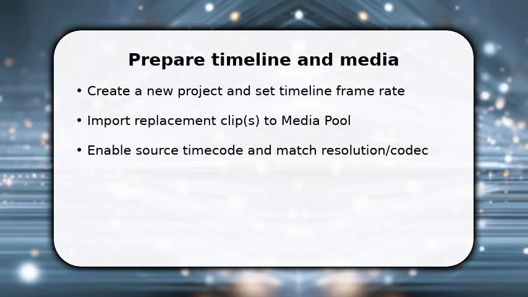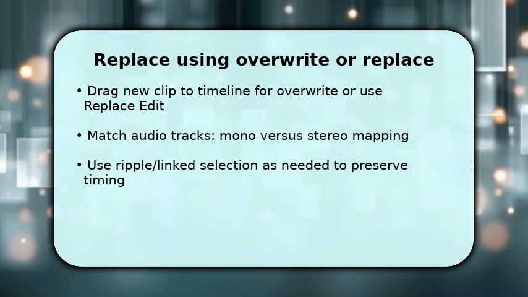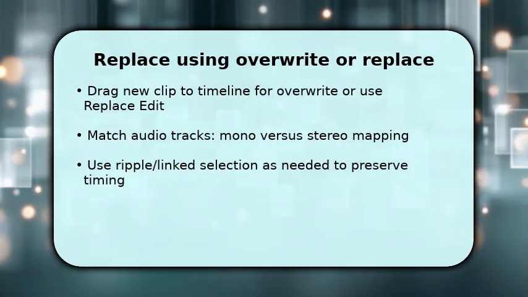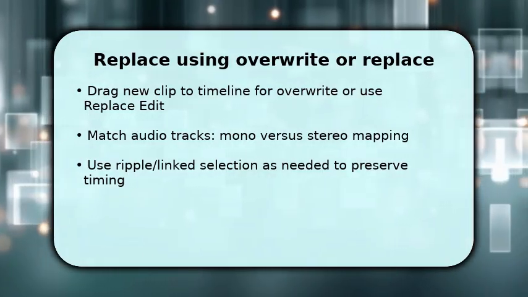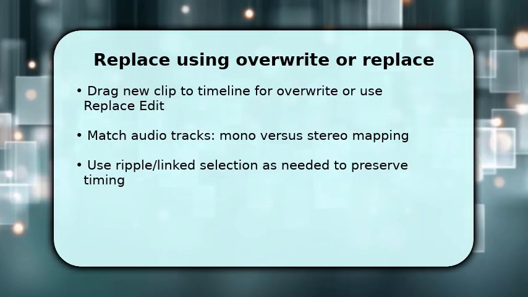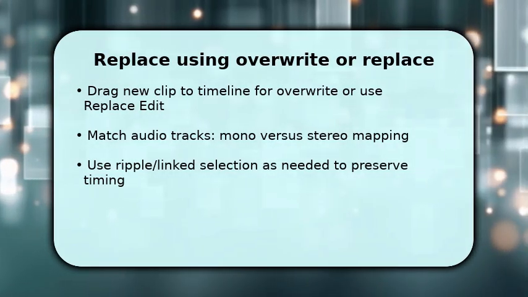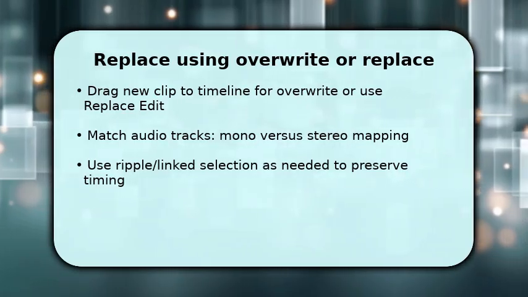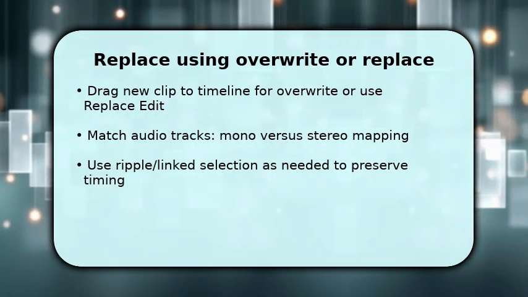You can replace a clip by dragging the new media onto the target while holding Option-Alt for a source overwrite, or use Replace Edit from the context menu to preserve timeline duration. Pay attention to audio. Match mono versus stereo mapping and relink audio if only picture is replaced. If you need to shift later clips, toggle ripple edits. If you want to keep everything locked, leave ripple off.